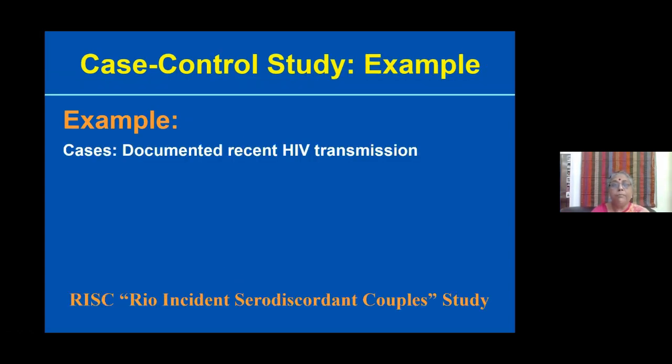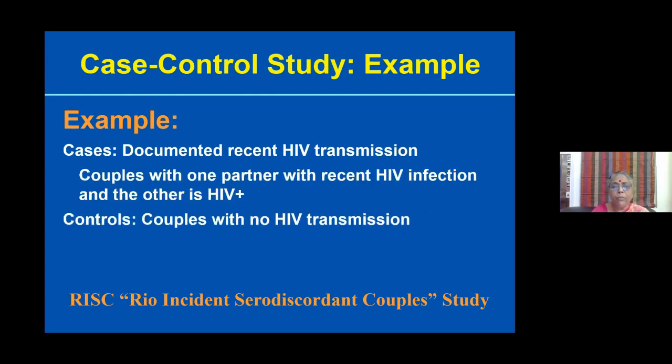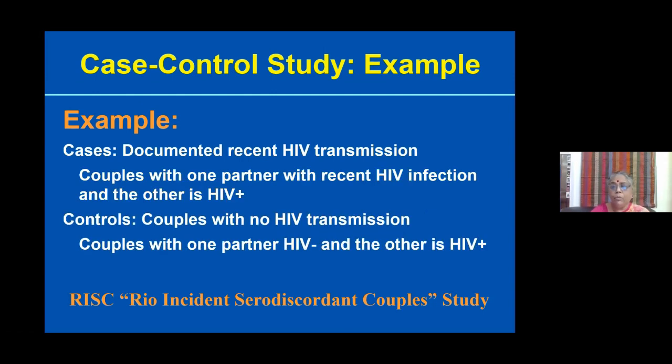Now, this is an example of a case control study where there were two groups of partners or couples, in which in one group, HIV transmission had occurred from one partner to the other. And in the other group, only one partner was HIV positive and the other was negative. So what we thought was the risk factor here was whether the partner or the HIV positive patient was on heart treatment or not. And then what was found finally is that those on heart treatment did not transmit the virus to the partners.